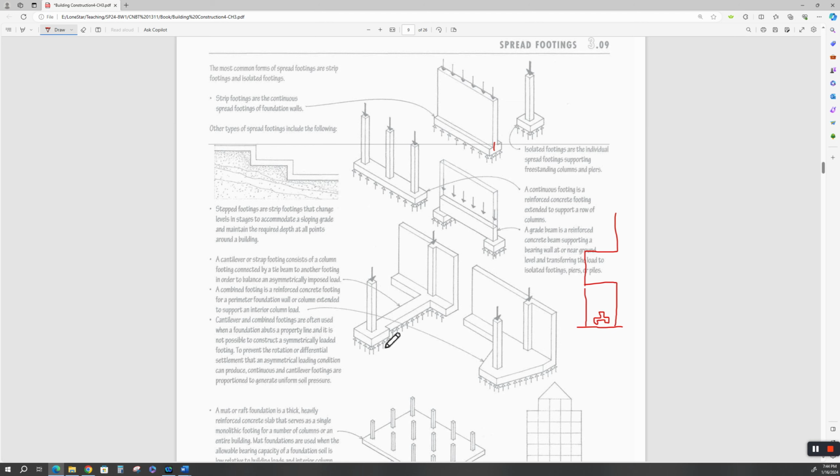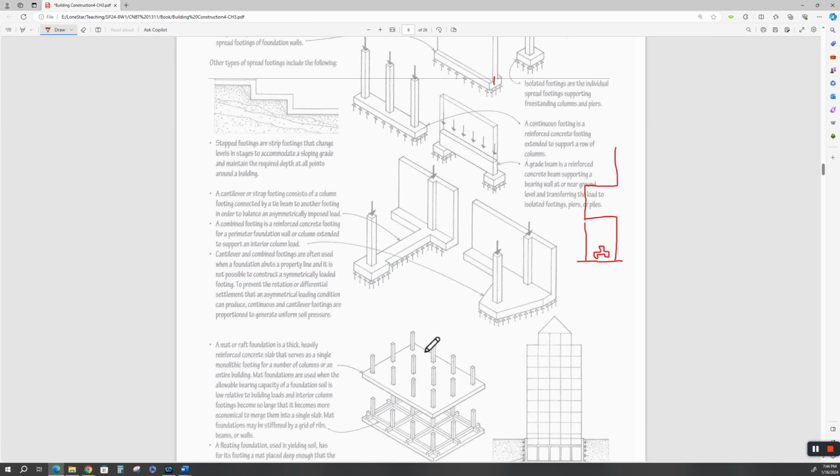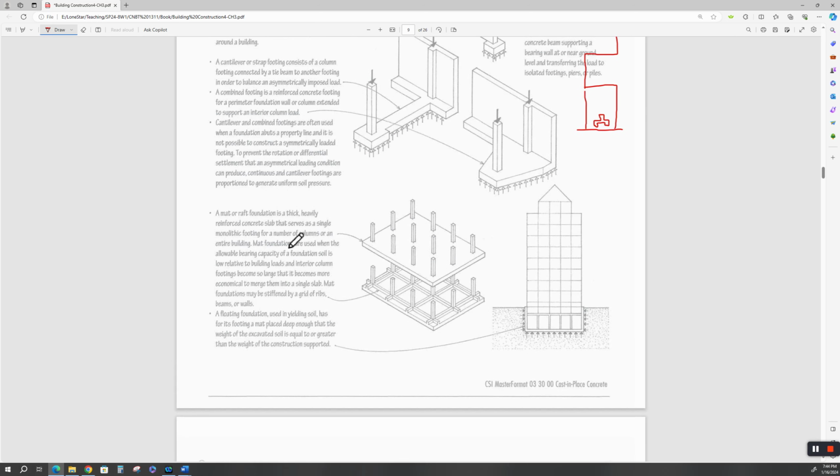Here's another cantilever strap footing. And why do we call it a cantilevered footing? Because it extends out from the main footing. But it's not truly cantilevered because it's supported by the soil, and it will be designed based on the soil bearing. A mat or raft foundation. Now these are kind of weird. It's a thick, heavy reinforced concrete slab that serves as a single monolithic footing for a number of columns.